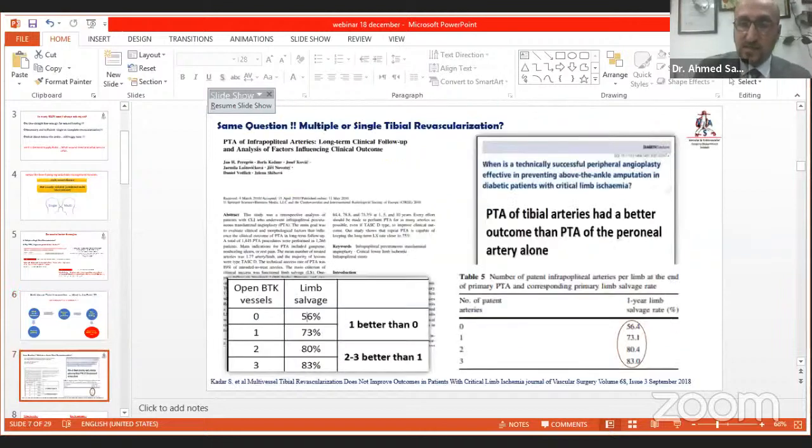This study was published in 2010, showing angioplasty of infrapopliteal arteries, long-term clinical follow-up, and analysis of the factors influencing the clinical outcome, showing that one vessel is better than 0, and 2 and 3 vessels are better than 1, and this is after 1 year.